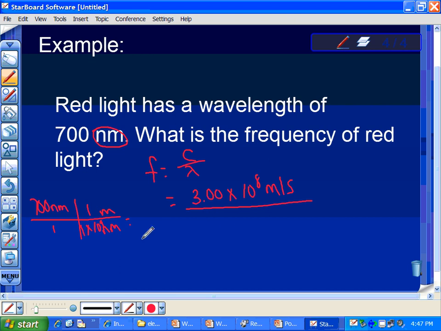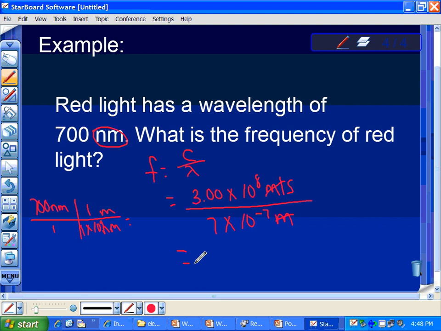So 700 divided by 1 times 10 to the 9th, you will get 7 times 10 to the negative 7th. And that will give us meters. Can you see this will cancel? And that's going to get you a per second, also known as a hertz. And the way you can remember that it's a hertz, because if the frequency is high enough, your ears are going to hurt. And so that way you can remember that frequency is measured in hertz.